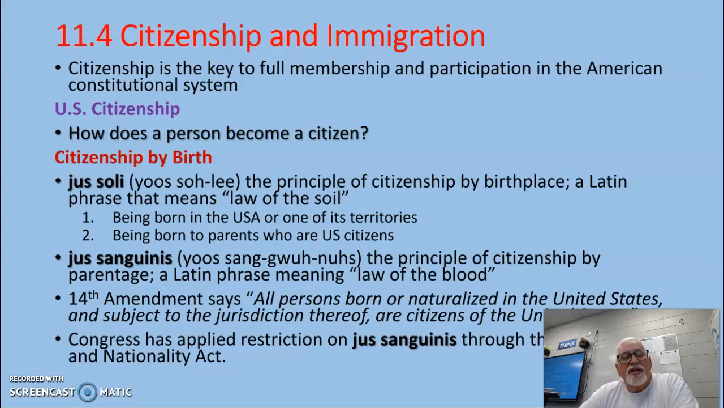The 14th Amendment says that all persons born or naturalized in the United States, and subject to the jurisdiction thereof, are citizens of the United States. Now, Congress has applied some restrictions on jus sanguinis and also on jus soli. For instance, if somebody crosses the border illegally, gives birth to a child, is that child an American citizen? It's debatable. Those are questions that have to come up, and they are answered.